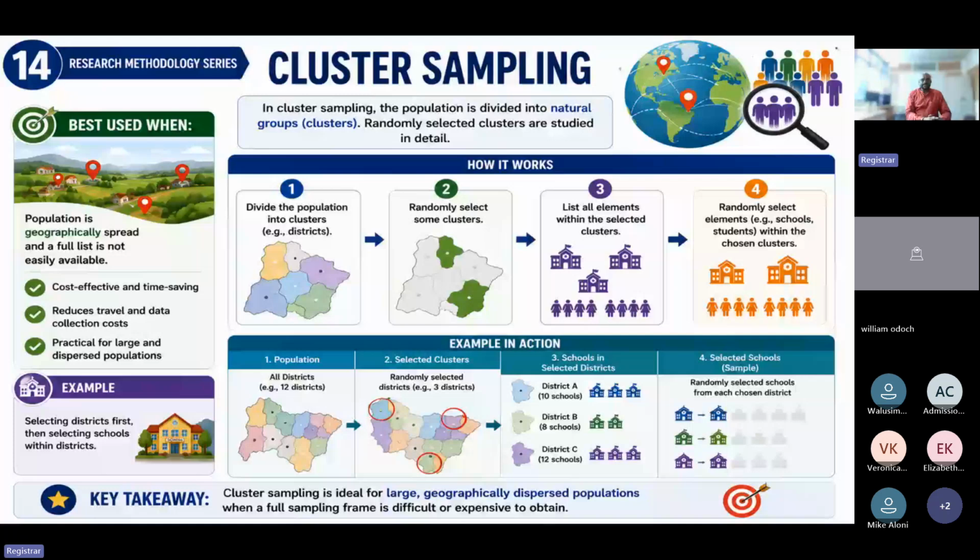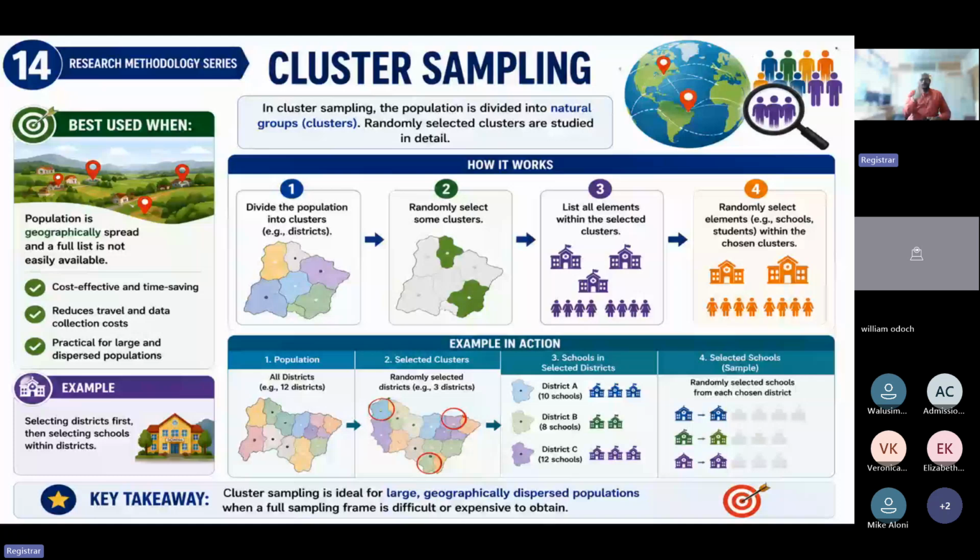I think three new districts have come, so 148 districts. I'm not very clear on that. Out of these 148, we want to study a selected number. So randomly select some clusters and put them together. Say we want to have 12 districts. From that, randomly select 3 districts. And from each district, select a number of samples. This is called cluster sampling.